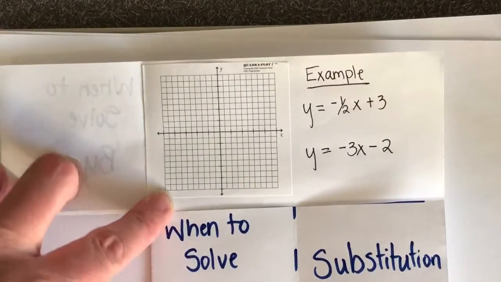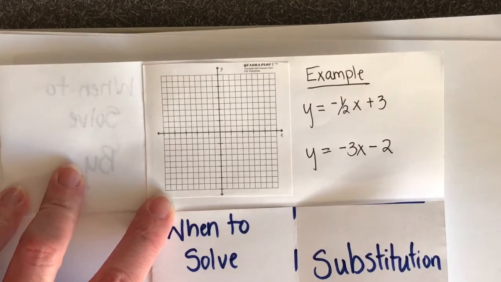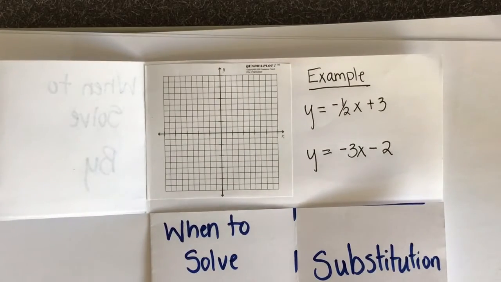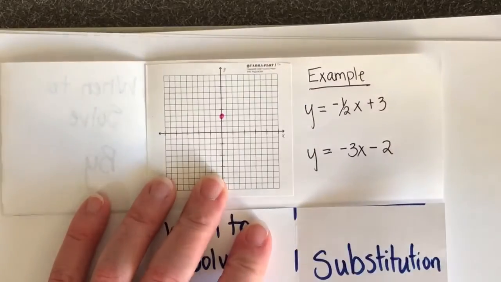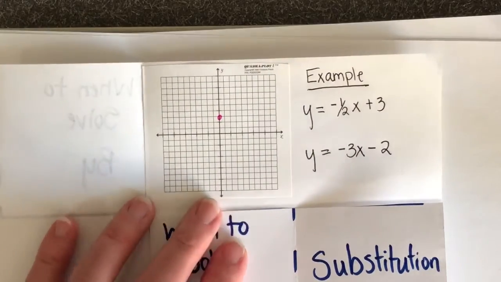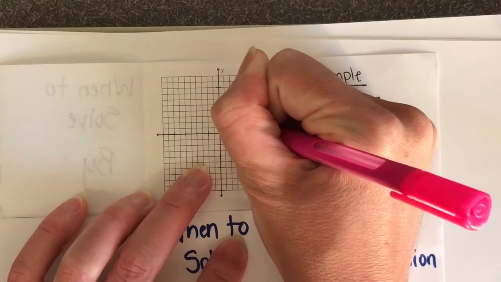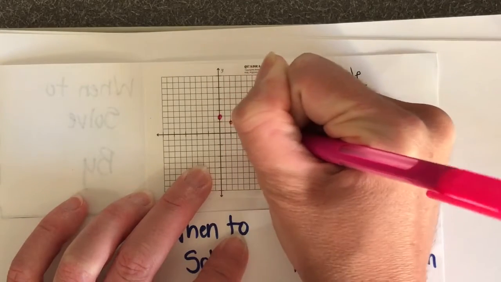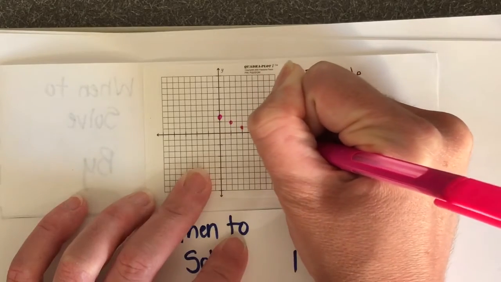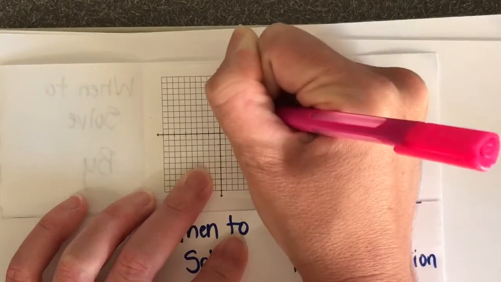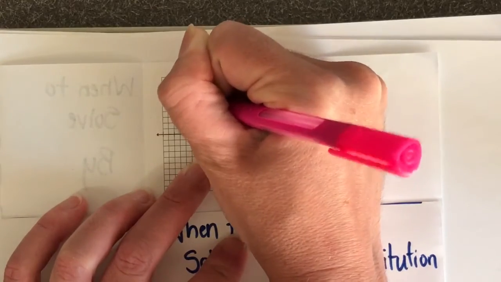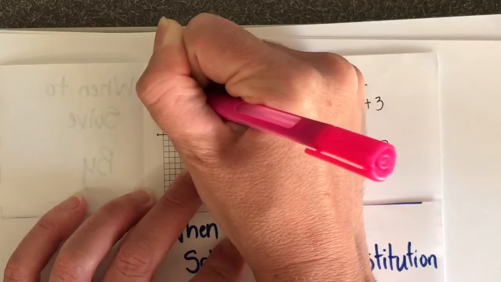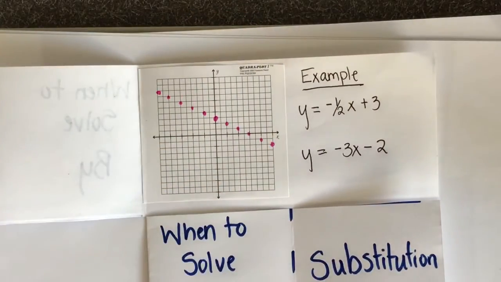So we've got our graph paper here, and I'm going to graph my first line, -1/2 x plus 3. If you remember, I've got a y-intercept of 3, so I'm going to start at 3 on my y-axis. Then my slope is -1/2, so that tells me I need to go down 1, right 2. I'm going to fill my coordinate plane up with points. Up 1, to the left 2. Okay, so I've got my first line graphed.